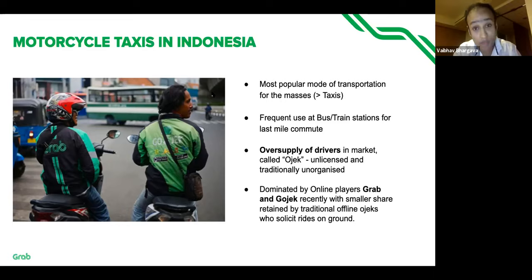It is dominated by two online players, Grab and Gojek, with a smaller share still retained by traditional offline OJEKs who solicit rides. So I see some of you from India, you can maybe treat this as the auto rickshaw equivalent of India.